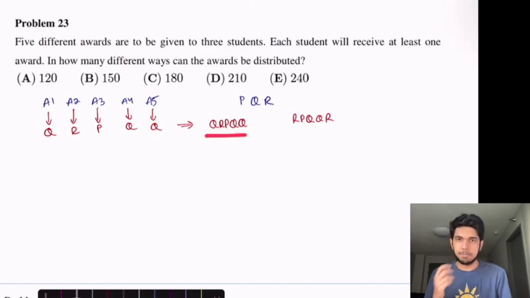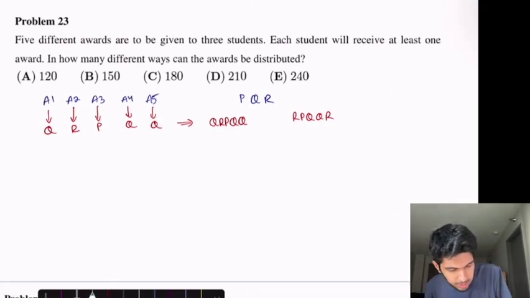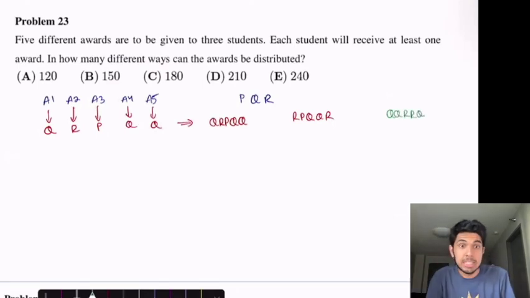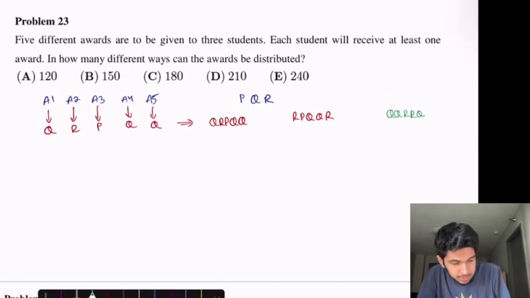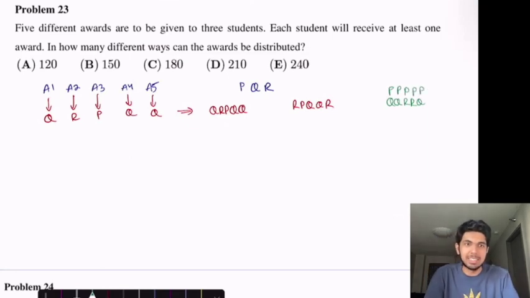In this case, P gets award 3, Q gets a bunch of awards, and R gets award 2. So each one gets at least 1. Same thing with this one. An example of a bad string would be something like Q, Q, R, R, Q, because person P doesn't get any award. Similarly, P, P, P, P, P would be bad because Q and R don't receive awards. And I realize the color scheme is not really good because the green strings are bad and the red strings are good, but my bad.